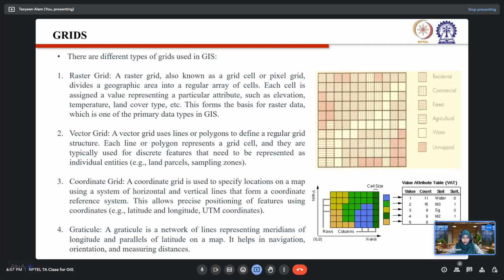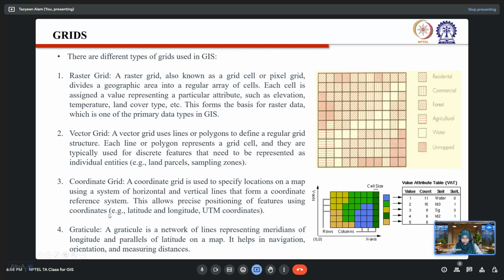The third type is your coordinate grid. Now, this is a new term which we have not discussed earlier. In case of a coordinate grid, it is used to specify locations on a map using a system of horizontal and vertical lines that form a coordinate reference system, which is your CRS. This particular system allows you to precisely position your features using coordinates. So a perfect example of your coordinate grid could be your latitude and longitude or your UTM coordinates.